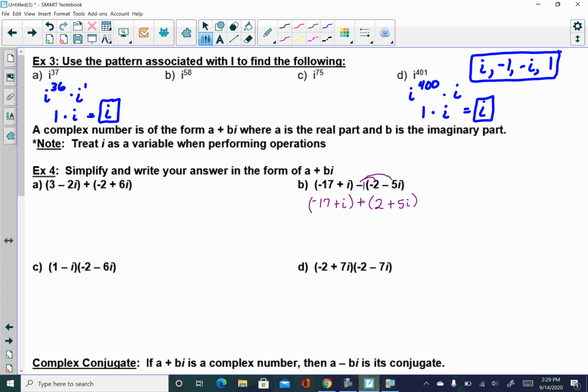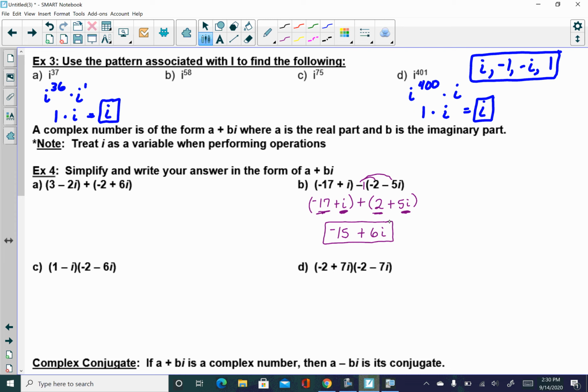And now you're just combining like terms. Combine your real terms. -17 plus 2 gives me -15. Now combine your i's. I plus 5i would give me 6i. Final answer. -15 plus 6i.